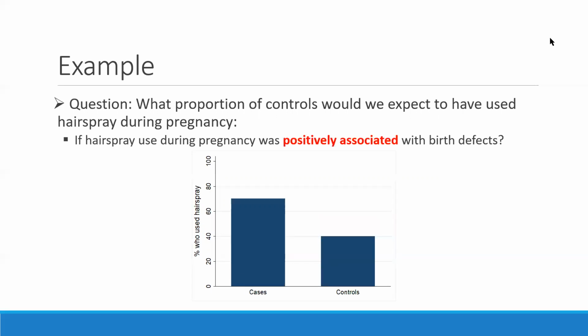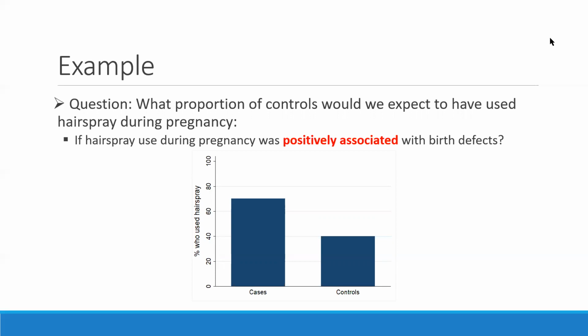But now, if you had 70% of the cases who used hairspray, but only 40% of the controls used hairspray, then you can see that your odds ratio will be more than 1, right? And that suggests an association. But it also depends on the distribution around that point.